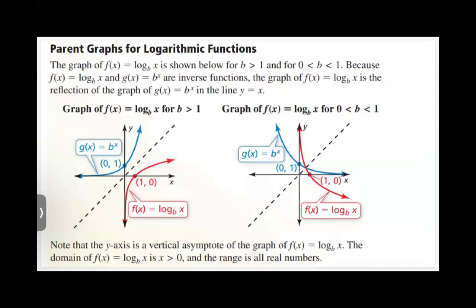All right, so this shows us the parent graphs for logarithmic functions. I'm not going to spend time going over this. You can pause it and read through that. You see that if b is less than 1, between 0 and 1, then it's your exponential decay. So everything gets reversed. That's something we'll pay attention to when we come across a problem like that.